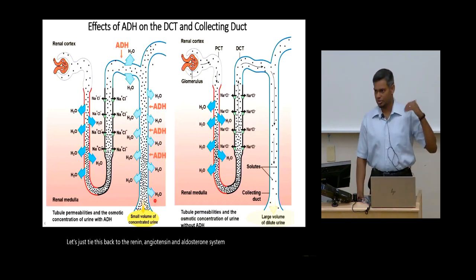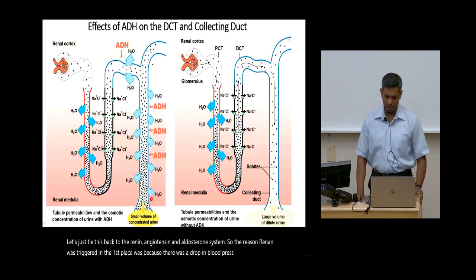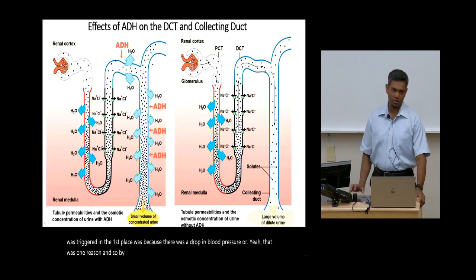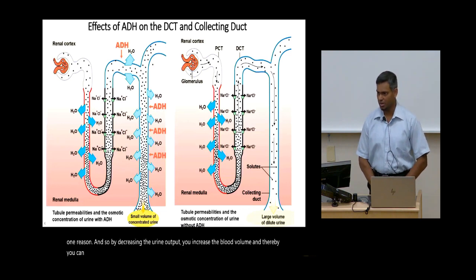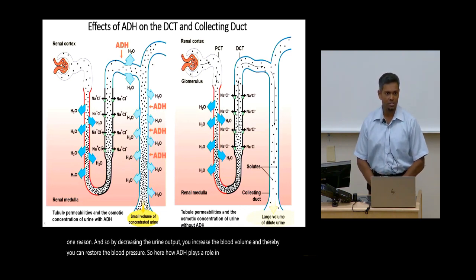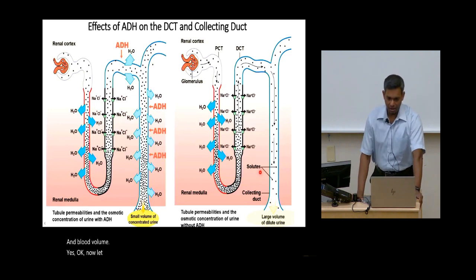So the reason renin was triggered in the first place was because there was a drop in blood pressure, that was one reason. And so by decreasing the urine output, you increase the blood volume, and thereby you can restore the blood pressure. Is that clear how ADH plays a role in restoring blood pressure and blood volume? Yes? Okay. Now let's come back to the second panel.